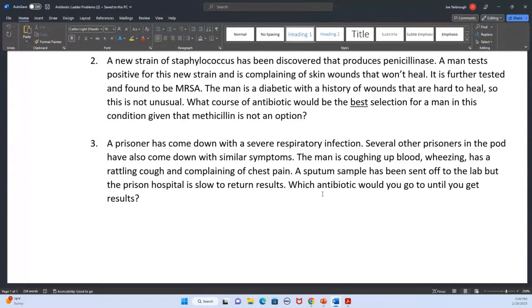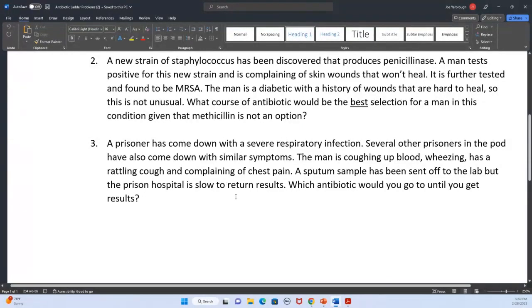All right. Again, it's a thinking process. We're just trying to get you thinking about all the different scenarios and what's going on. So with the prisoner, the last one, we sent off to the lab at the prison hospital. It's slow to return the results, so we don't know what he has. So what would we go to until you get the results? All right. So what would you think you would give to this person?